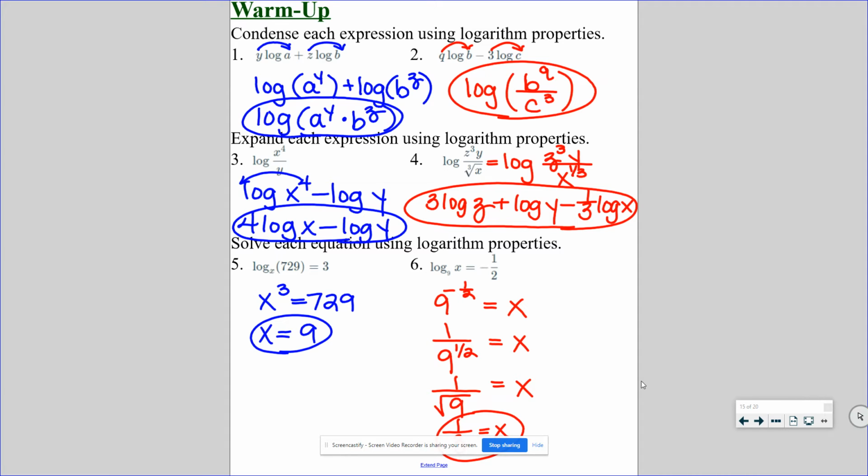All right, here's all the work for your warm-up. So you may want to just stop right now and take a quick picture so that you can check all of your work.